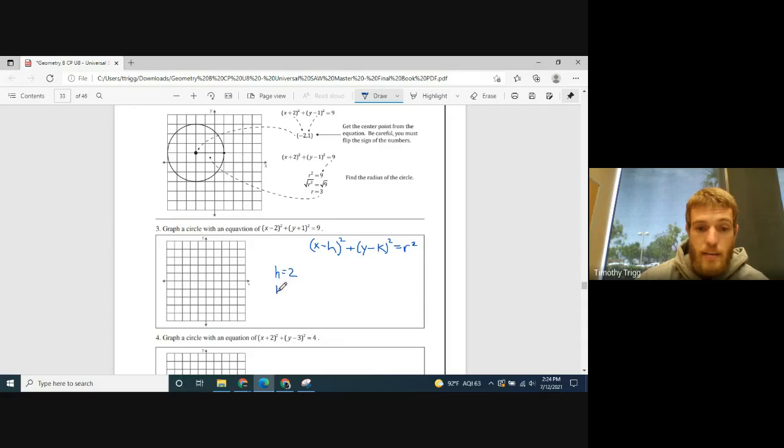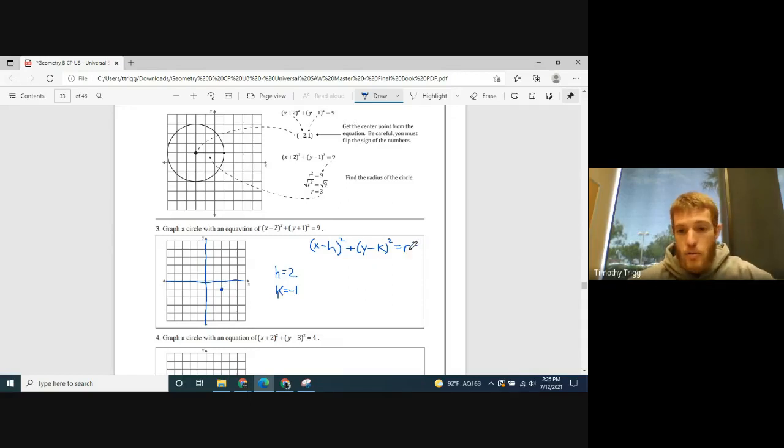Can you guess what the k is in this case? This would be negative 1, right? See how it says y plus 1? That would mean k is negative 1, because y minus negative 1 is what makes the y plus 1 there. So that tells you the center of your circle. It's kind of hard to see the axes here, but the y-axis is right here, and the x-axis is right here. My center of my circle is at 2, negative 1. So I'm going to put a point at 2, negative 1. That's the center of my circle.